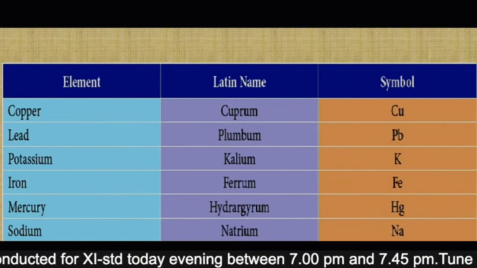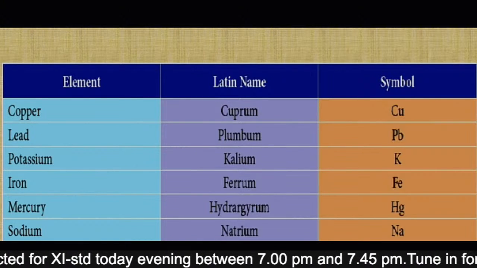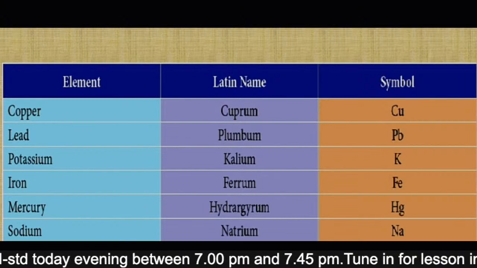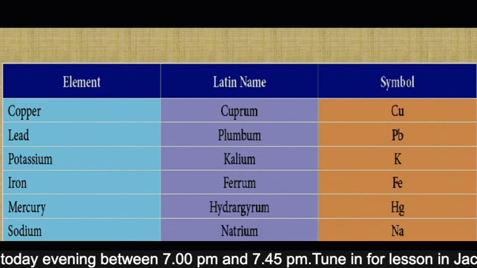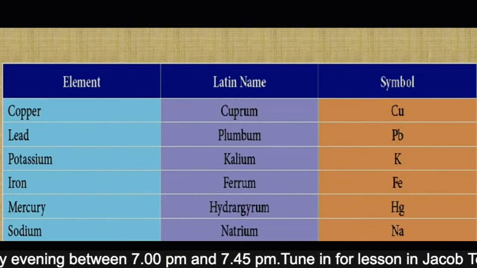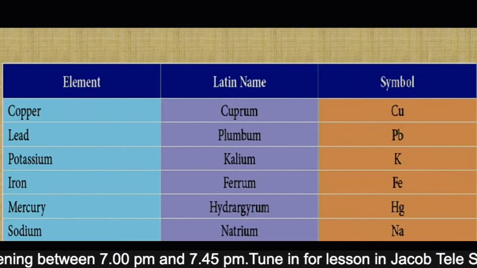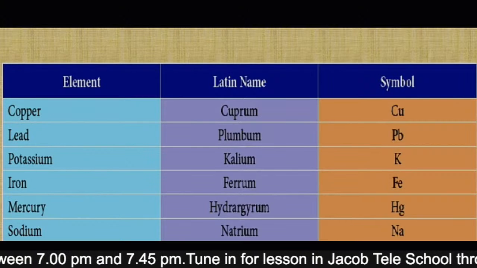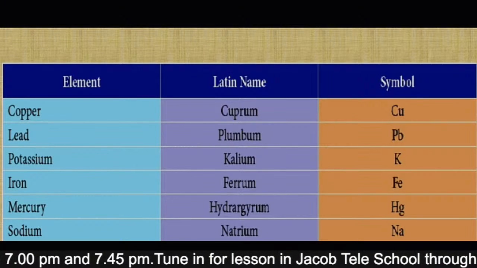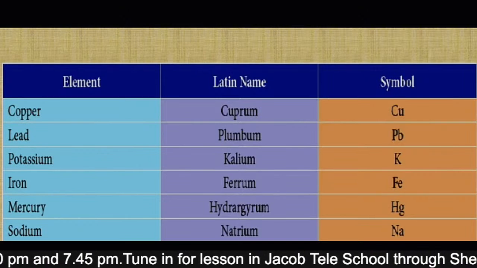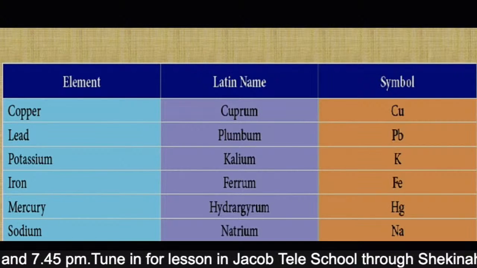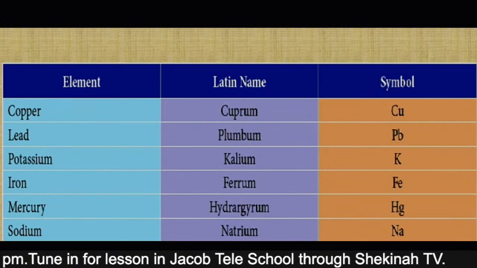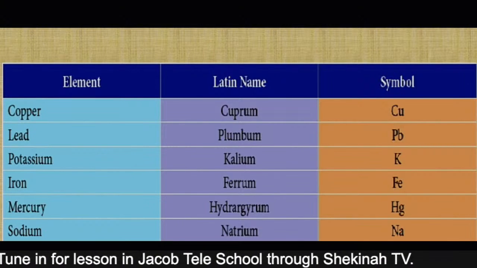Latin name of copper is cuprum, denoted as capital letter C and small letter U. Students, kindly write down. Next one is lead. The Latin name of lead is plumbum. Open your mouth and say plumbum. It is denoted as capital letter P and small letter B. Next one is potassium. We saw it earlier. The Latin name of potassium is kalium. K-A-L-I-U-M. Kalium. It is denoted as capital letter K.